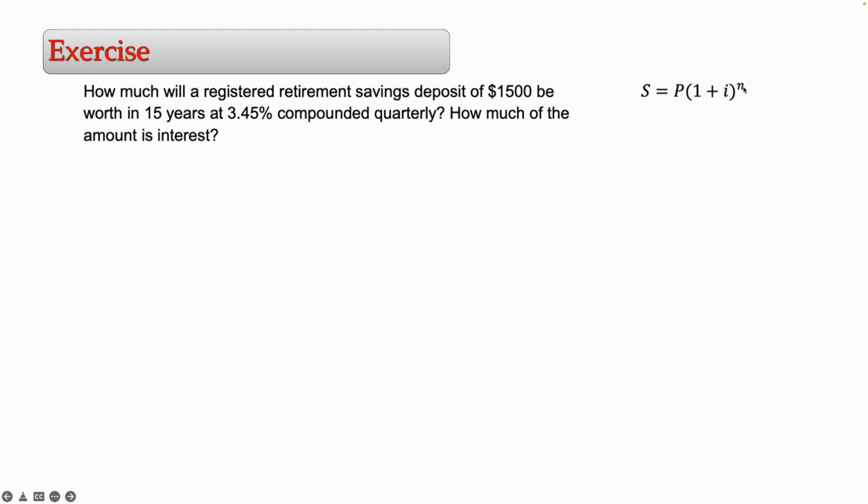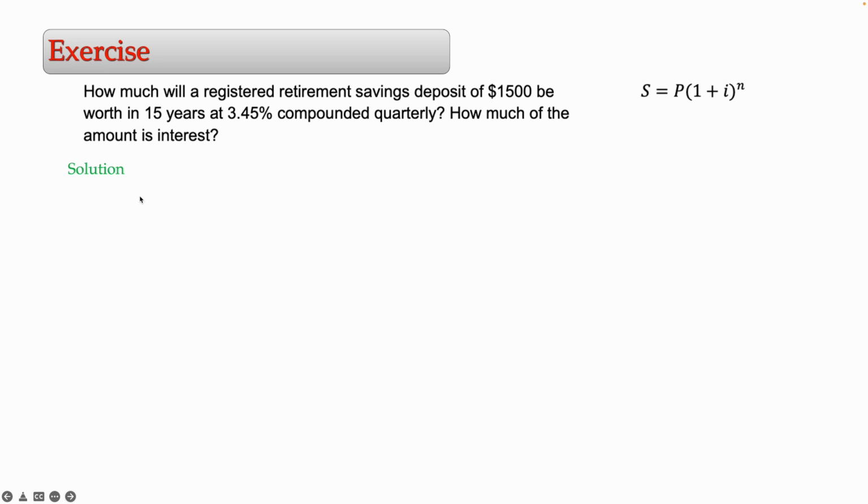And n is the total number of periods. There were 15 years, and the money was compounded quarterly. So 4 times per year during 15 years means that there are 15 times 4, 60 periods. Let's consider all of these numbers.